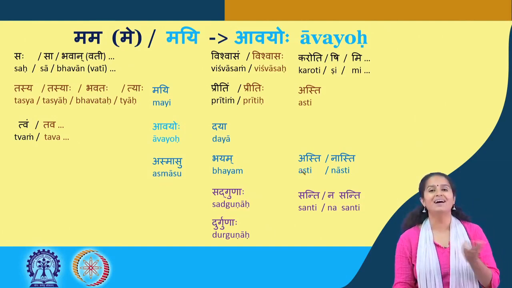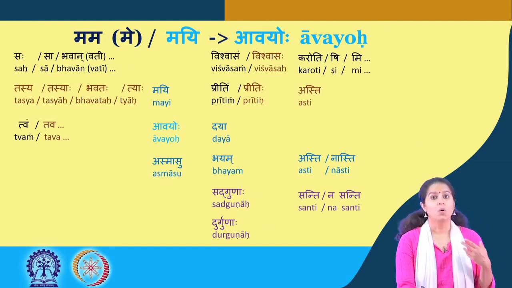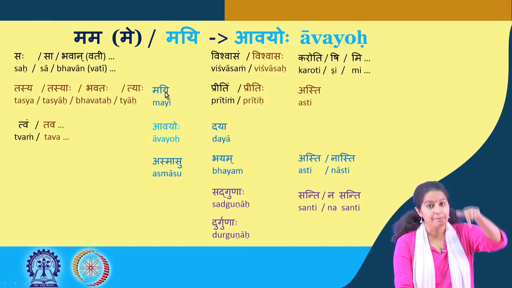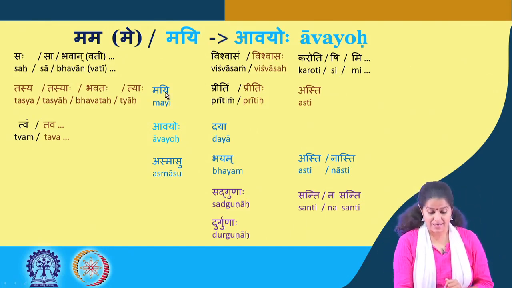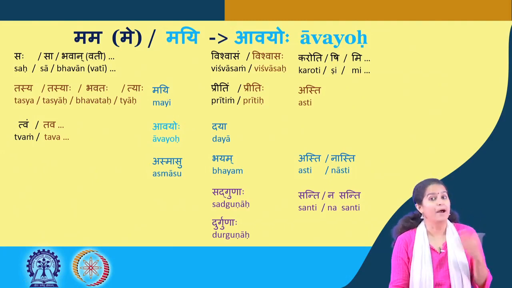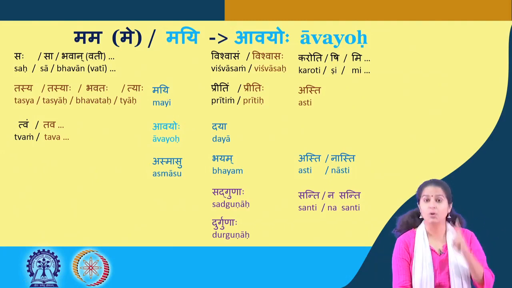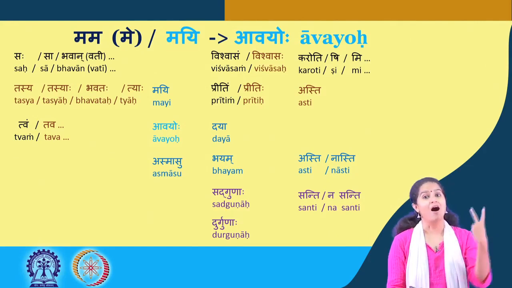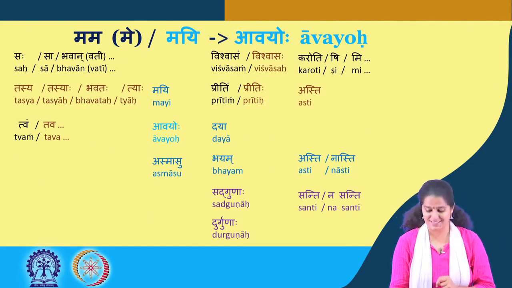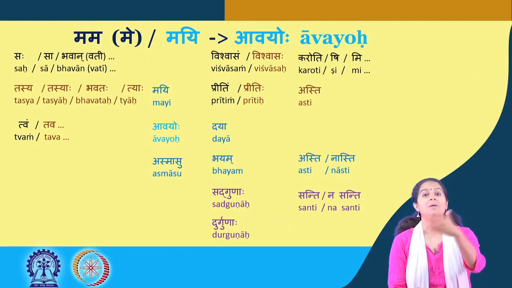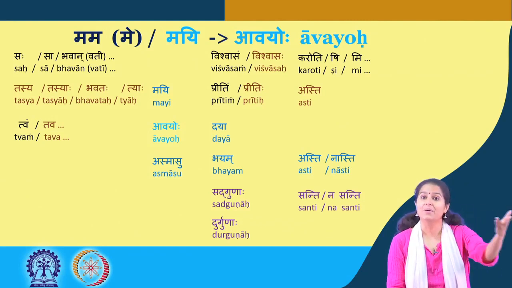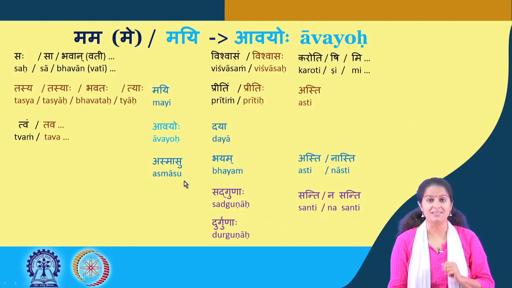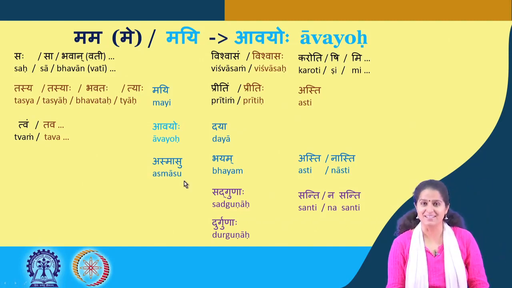Asmasu Daya Asti Nasti. So, Bhayam Kutra Asti? Bhayam Mai Asti, or Bhayam Mai Nasti. Next, in the dual, Bhayam Kutra Asti? Bhayam Avayoho Asti. And in the plural, Bhayam Kutra Asti? Bhayam Asmasu Asti, or ideally Nasti.